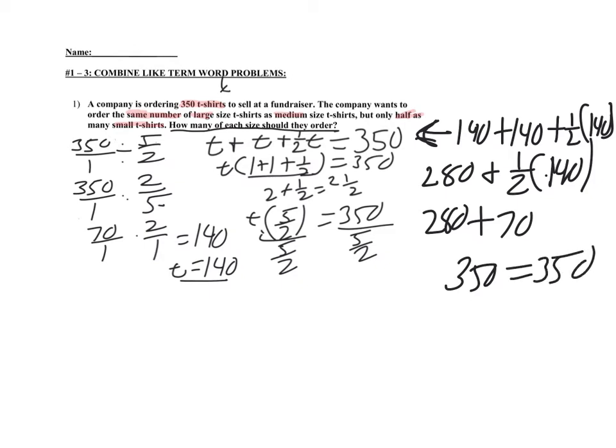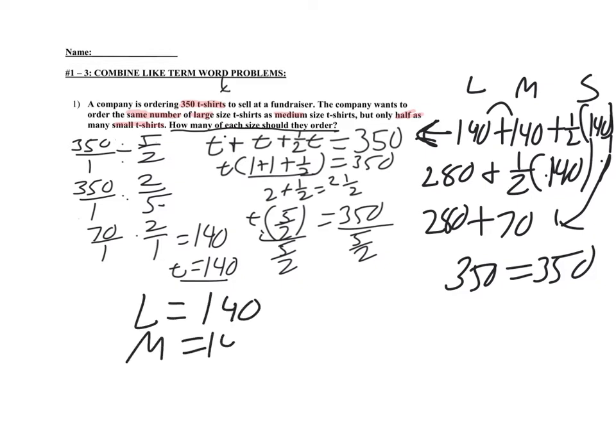But we can also use our equation right up here to figure out how many of each size they should order. We just worked it all out to plug it in and test our answer. So now that we know that our answer makes sense, we can use this equation to check how much of each size. So if we remember our first variable, T, which were these guys, this is our large, our medium, and our small. So for large, we have 140 shirts. Medium, we have 140 shirts. And for small, we have 70 shirts.